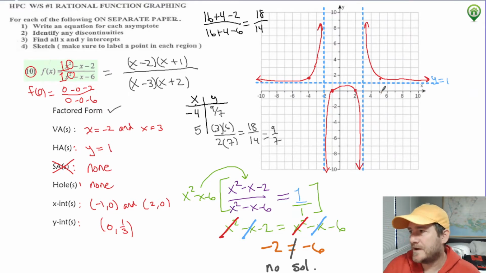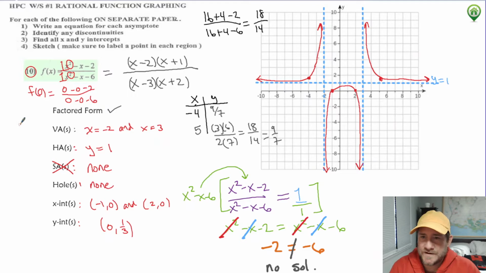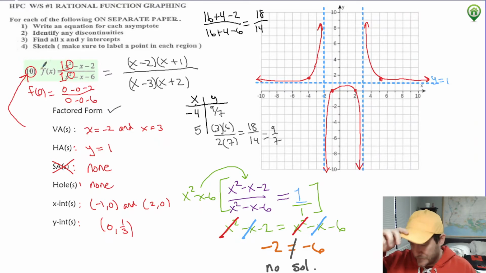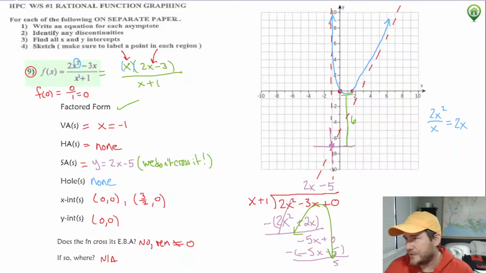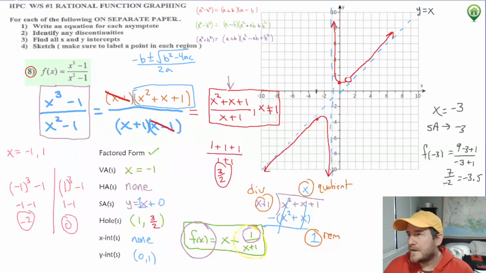And again, nothing terribly interesting here. There's no holes, and we don't cross the horizontal asymptote. So is this very representative of what you'll see on your quiz? No, because you will see holes, and you will see points of intersection with end behavior asymptotes. So just make sure that you're thinking about those things, even though they're not necessarily represented in all the homework problems.